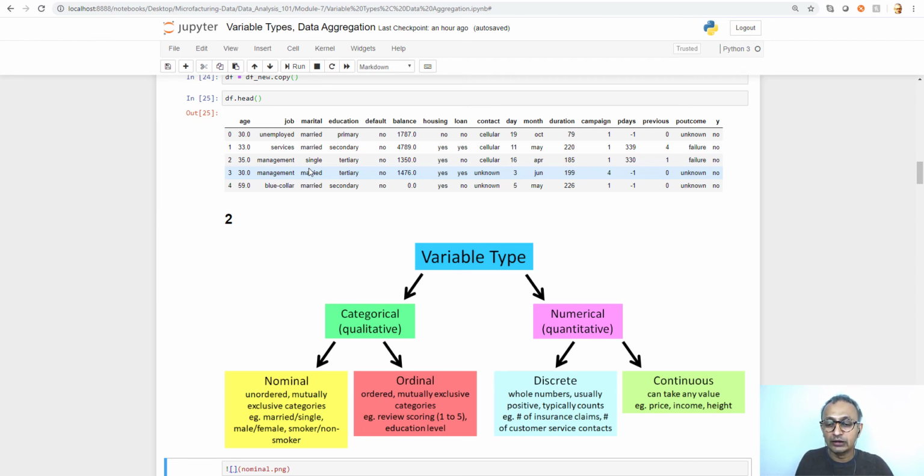And of course, you have the other category of variables, which are numerical. You have discrete and continuous, and they're pretty self-explanatory. Continuous can take any number, while discrete are basically whole numbers.